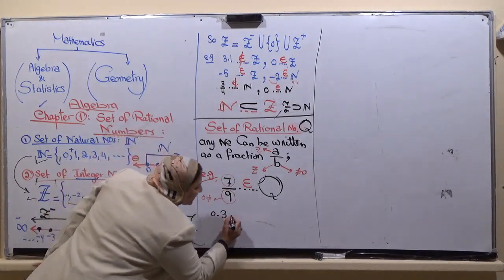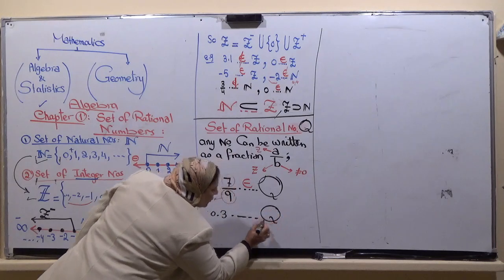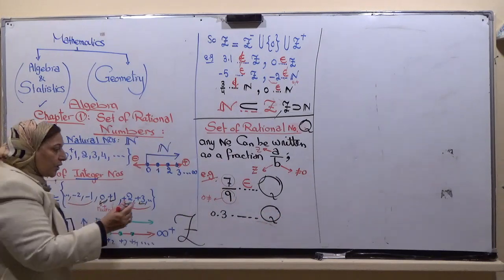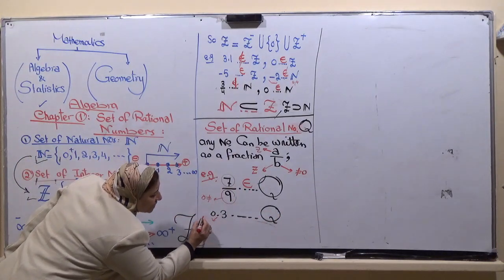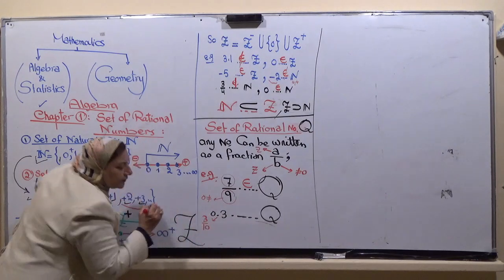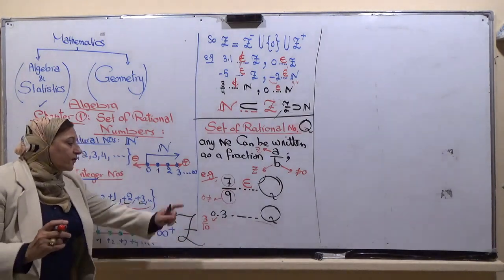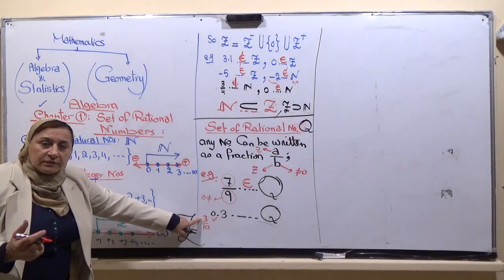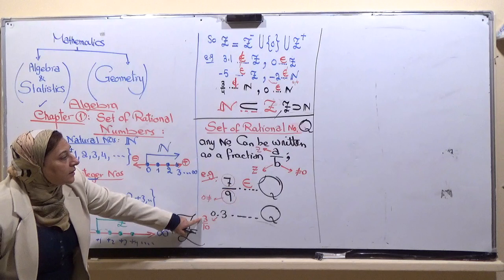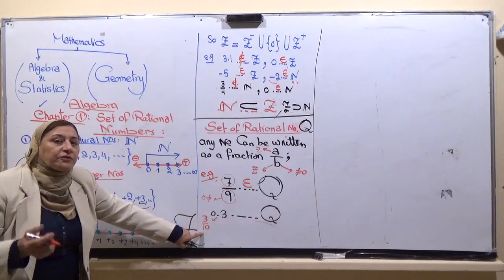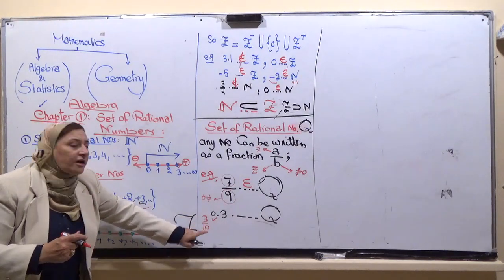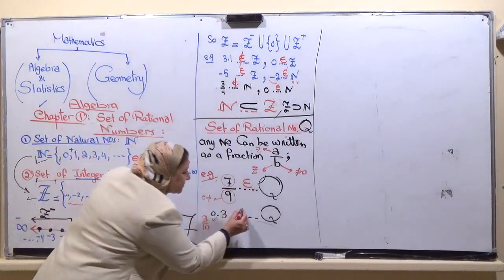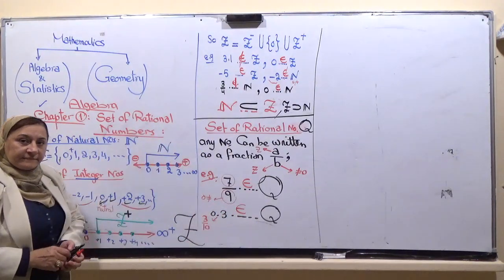0.3. Does it belong to Q or not? What can we say? Transform it to a fraction, 3 to 10. We can transform it from decimal form to fractional form. The numerator is an integer. The denominator also is an integer, and the denominator is non-zero. So it belongs to Q. Okay?